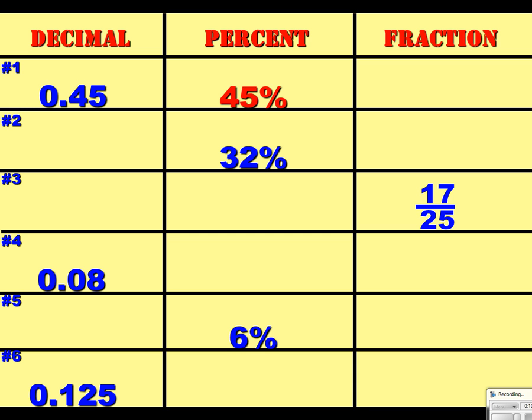Now to change 45% to a fraction, it needs to be understood that 45% means 45 out of, what does that mean? 100, that's right. 45 out of 100. Now can that be reduced? Of course it can. So divide by 5 and you get 9/20.